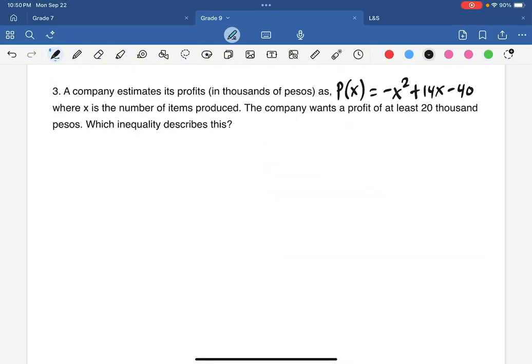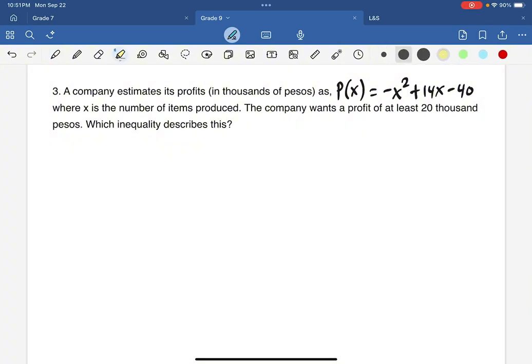For our third problem, we have a company that estimates its profits in thousands of pesos as P of x equals negative x squared plus 14x minus 40, where x is the number of items produced. The company wants a profit of at least 20,000 pesos. Which inequality describes this?